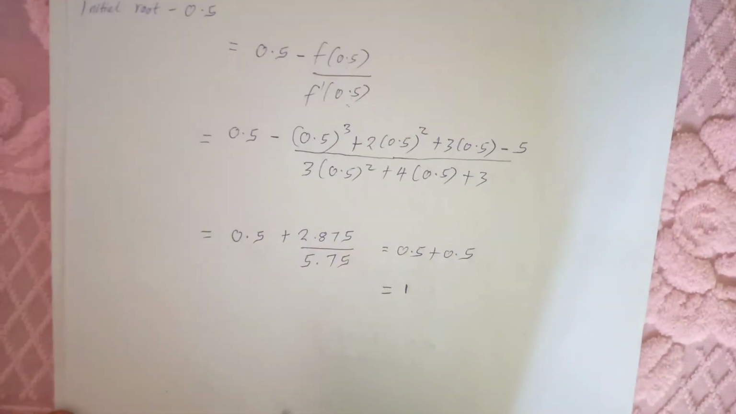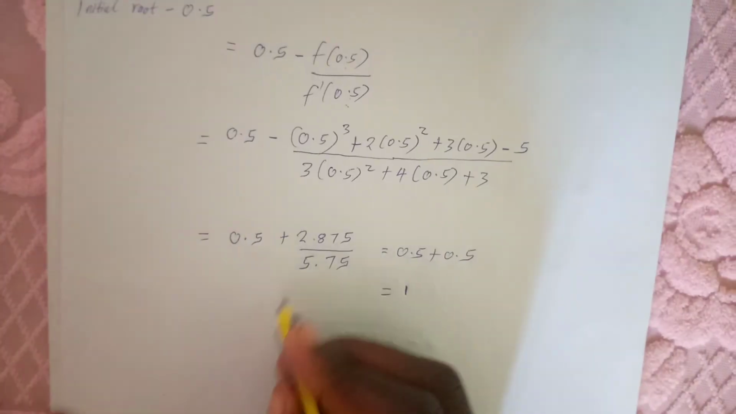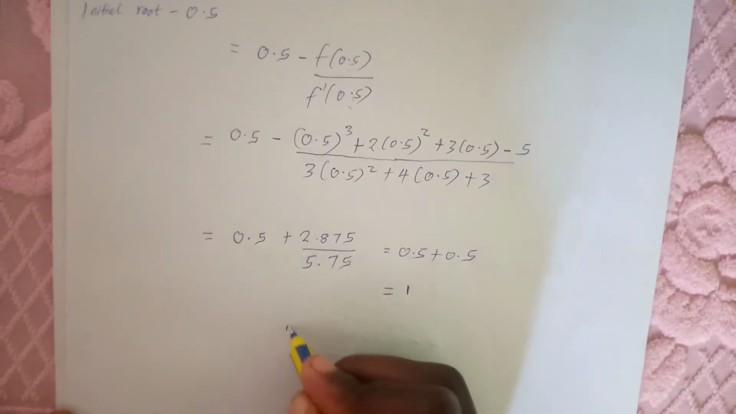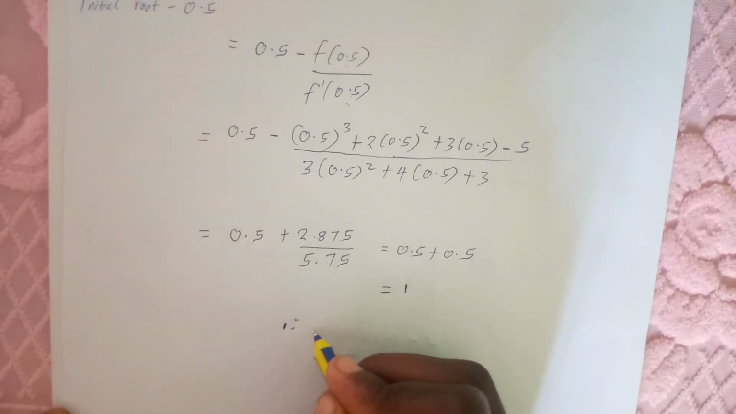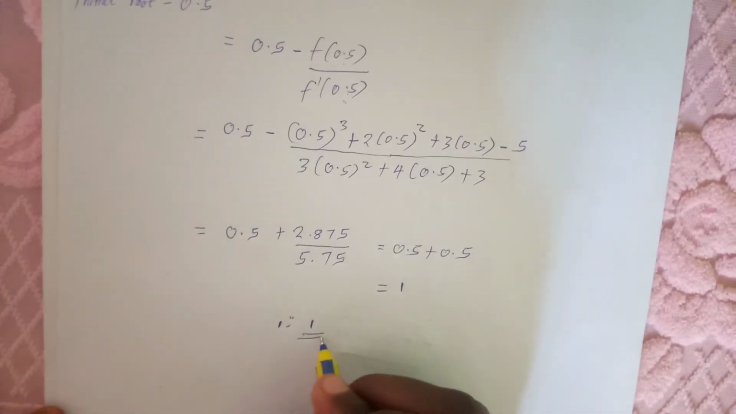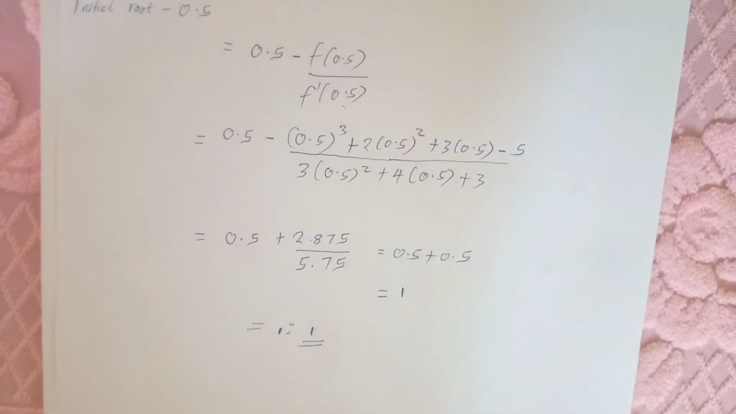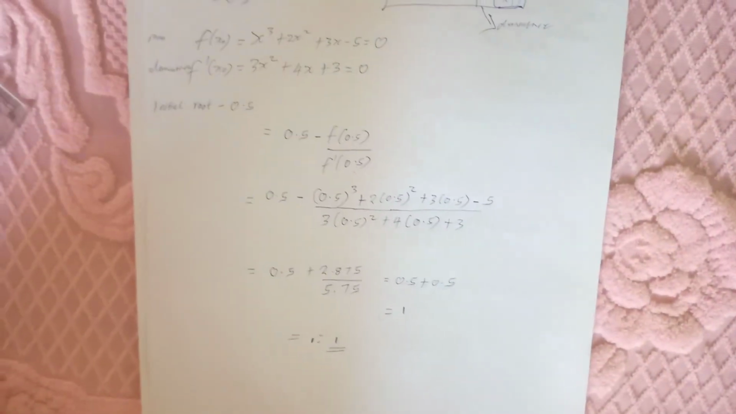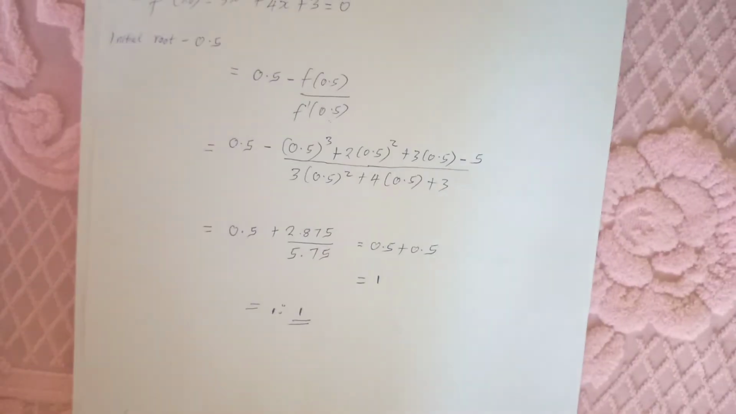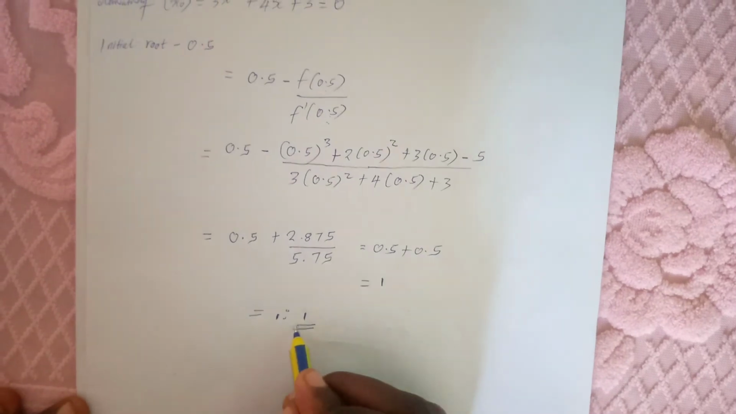Now our targeted approximate root is 1. Therefore, 1 is our root. It's actually our answer. As I told you earlier, in the first example we saw the approximate root behave in a negative manner, but in this example we have seen the approximate root behaving in a positive manner. That's what I was telling you about, and this is our expected root.